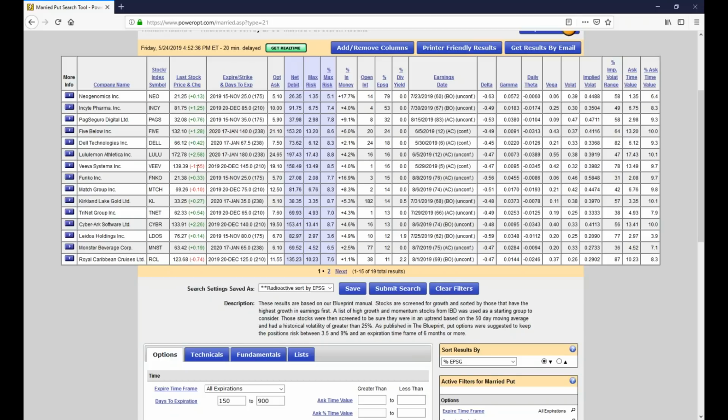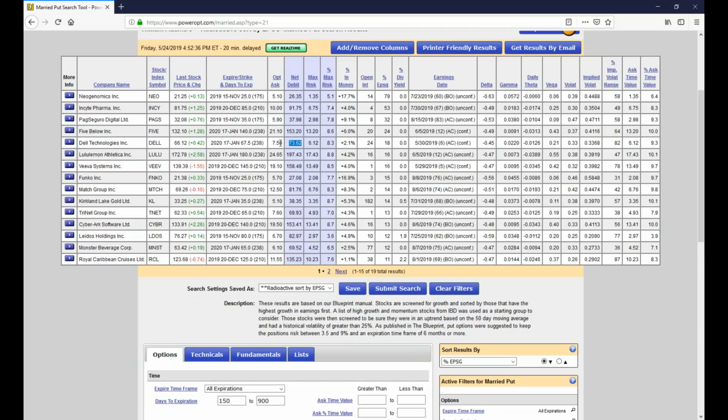Dell Technologies, currently trading at 66.12. My structure for a married put, following the rules in the blueprint, what comes up on the search, I might buy the January 67.5 put, 238 days out in time, for $750. Now this puts me at a risk of about 8.3%. And yes, my cost basis, my net debit, or my break even, is $73.62.